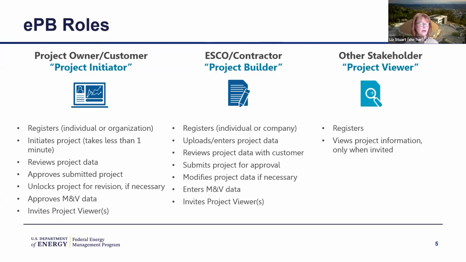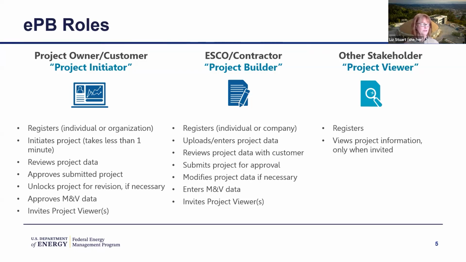There's a third party, other, and so there are people that can be given access to view project data online by either the project initiator or project builder, but they cannot upload or approve any of that data. So the project owner registers, initiates the project, which is very quick. We'll show you that. Reviews the project data once it's been submitted by the ESCO, approves. If there's any modification needed, the project owner is the one that unlocks it for revision, and then they also review and approve the M&V data.